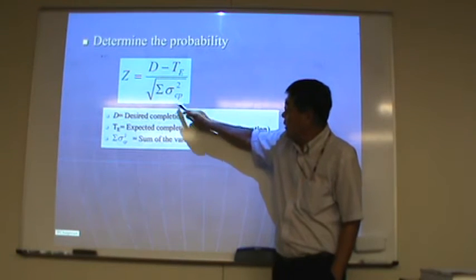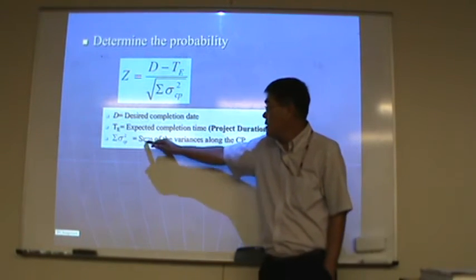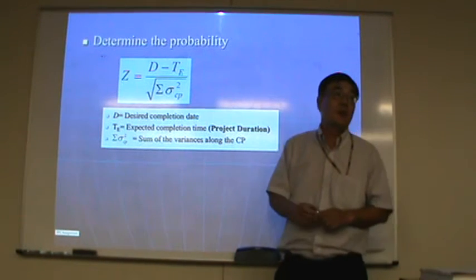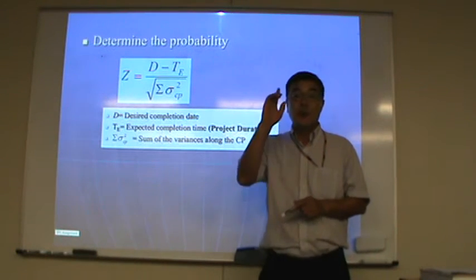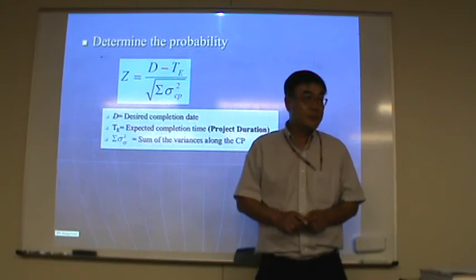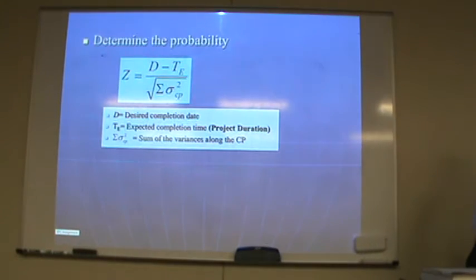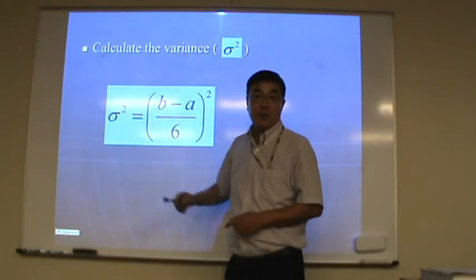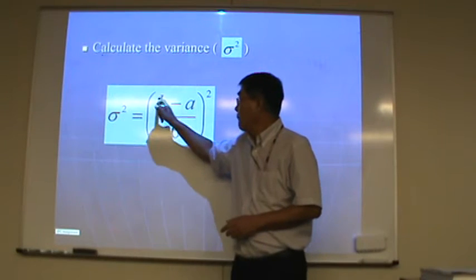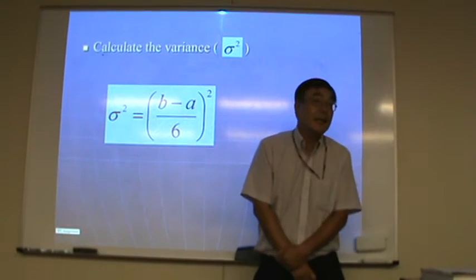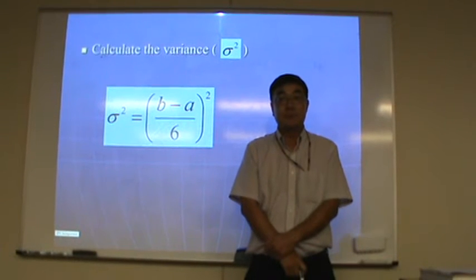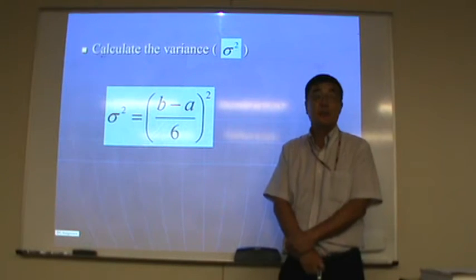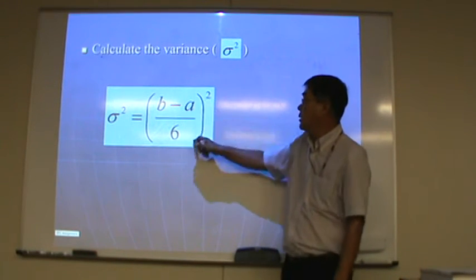Here we go: the sum of the variances along the critical path. We need the variance. Variance equals B minus A, where B is the pessimistic time and A is the optimistic time, divided by 6, and squared.